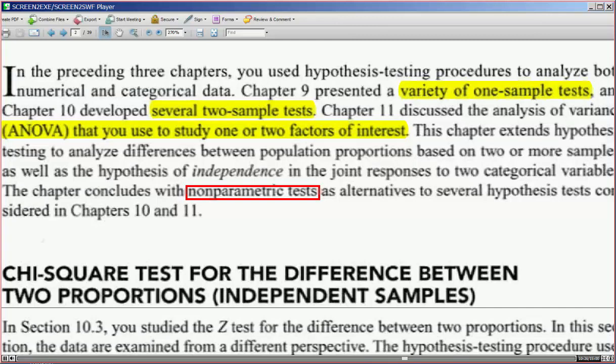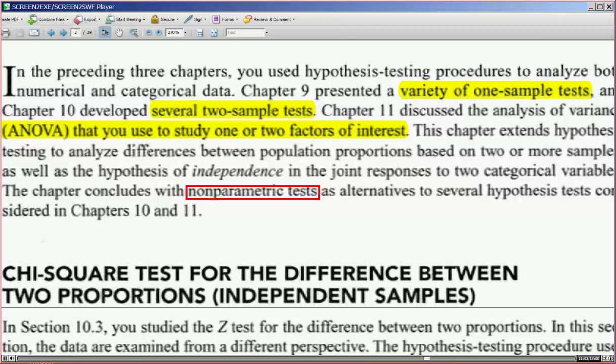Chapter 9 presented a variety of one-sample tests, and Chapter 10 developed several two-sample tests. Chapter 11 discussed the analysis of variance ANOVA that you use to study one or two factors of interest. This chapter extends hypothesis testing to analyze differences between population proportions based on two or more samples, as well as the hypothesis of independence in the joint responses to two categorical variables.